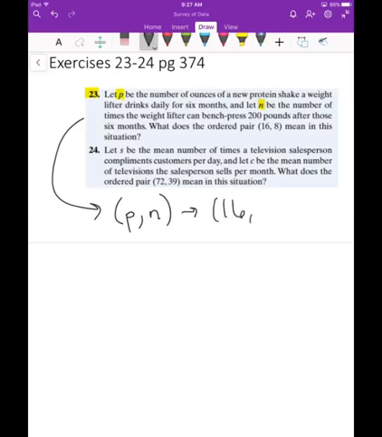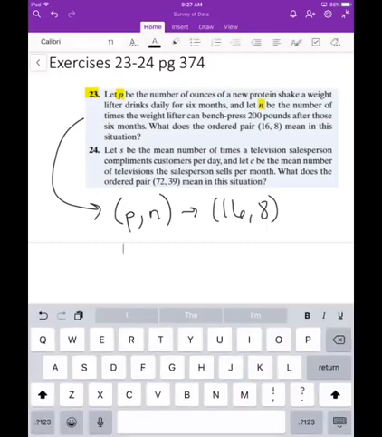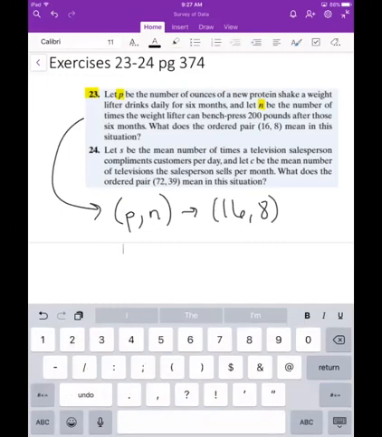It gives us next that we have 16, 8, and we want to explain that in this situation. So don't leave out any part of this information, okay? So let me see if I can't type this information out instead of writing it. All right, so 16 is P. So 16 is the number of ounces of a new protein shake a weightlifter drinks for 6 months.